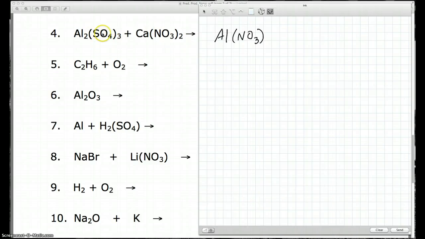So what I usually do is I switch the second part of each dancing couple. So here the second part is sulfate, here the second part is nitrate. I switch those two things, and I leave the first things in the same order. So plus sign, I'm going to have calcium, and instead of calcium dancing with nitrate, I'm going to have calcium dancing with sulfate.